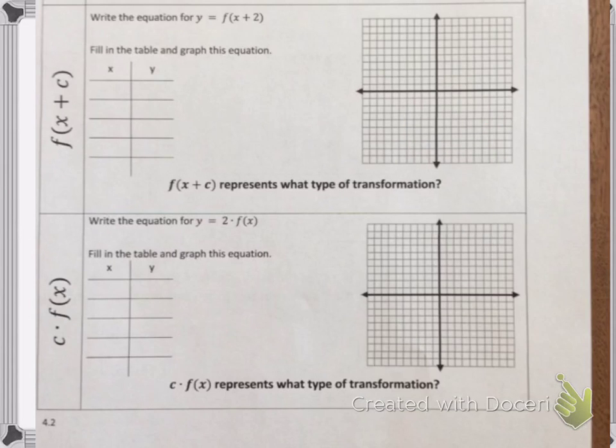Okay, this next one right here asks us to move either left or right. I know it's going to be left or right because it's directly attached to the x. And when we're directly attached to the x, we know the x-axis goes left or right. So that plus 2 right there actually moves us left 2.